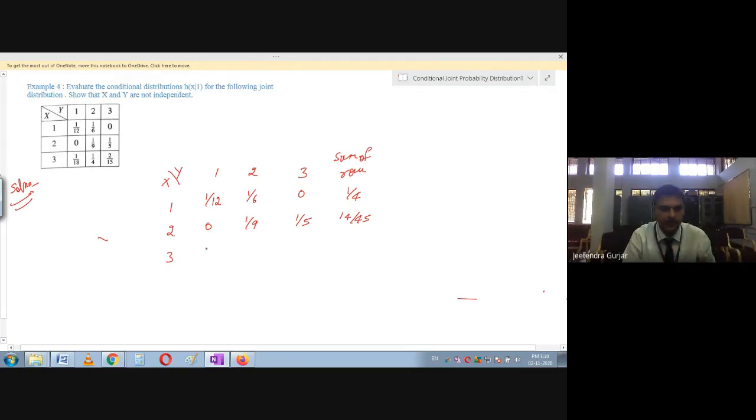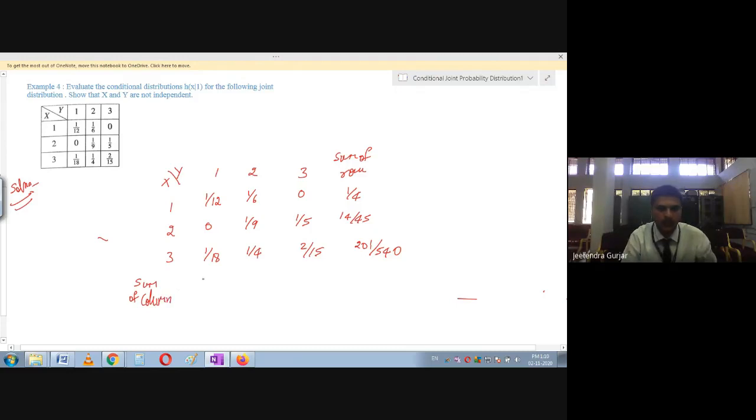So now next, write down these values as it is, 1 upon 18 and 1 upon 4. This is 2 upon 15. Add the rows, students. We are going to get this as 201 divided by 540. So please check once again. Similarly, we go for the sum of column. Yes, these are nothing but the marginal distribution. Please remember this.